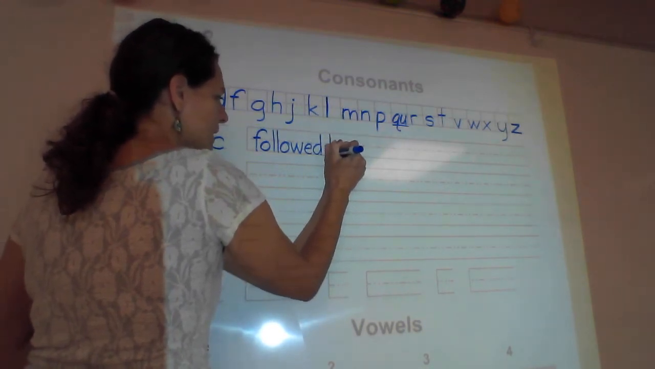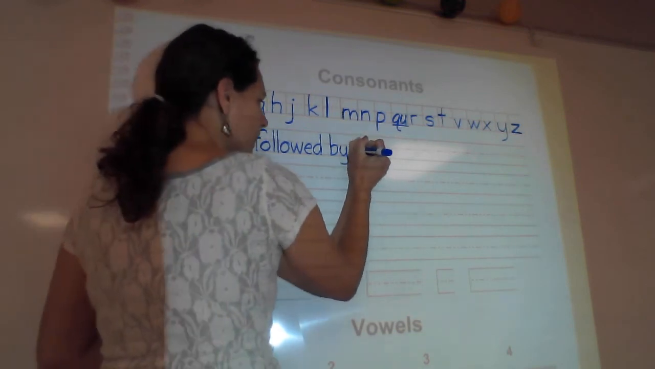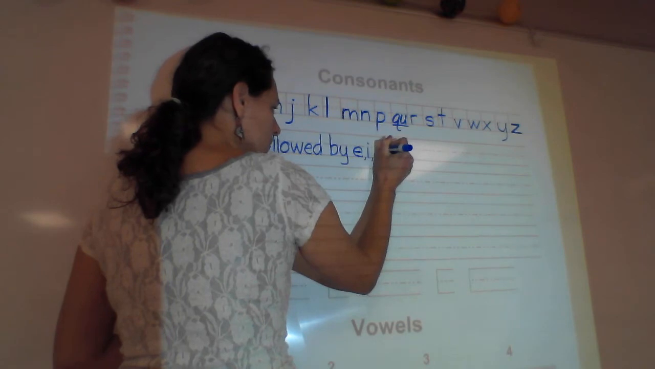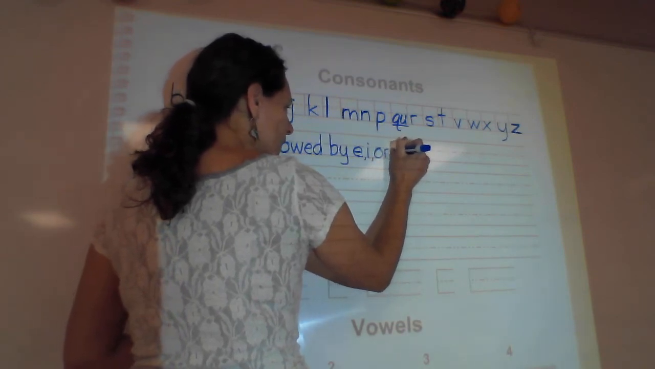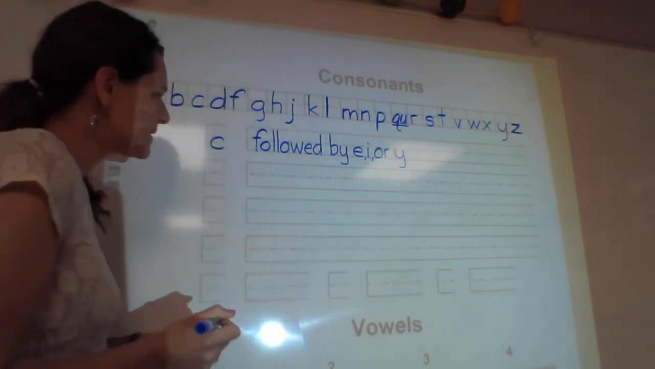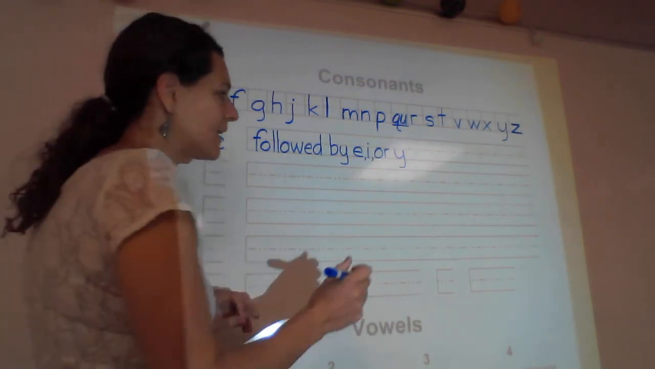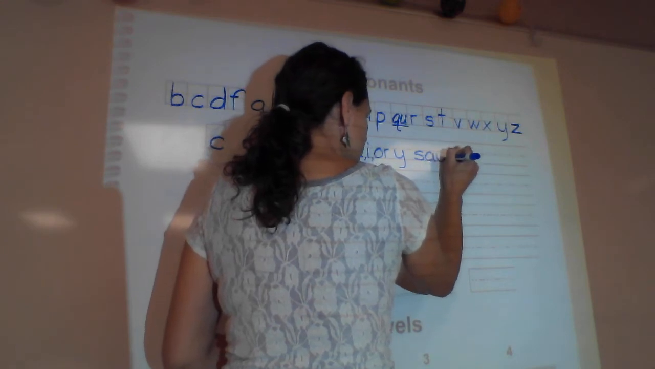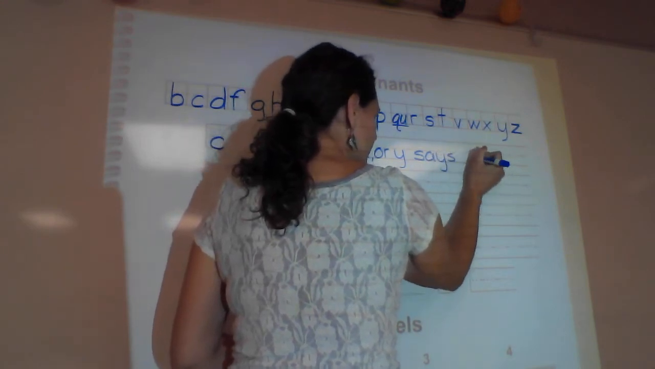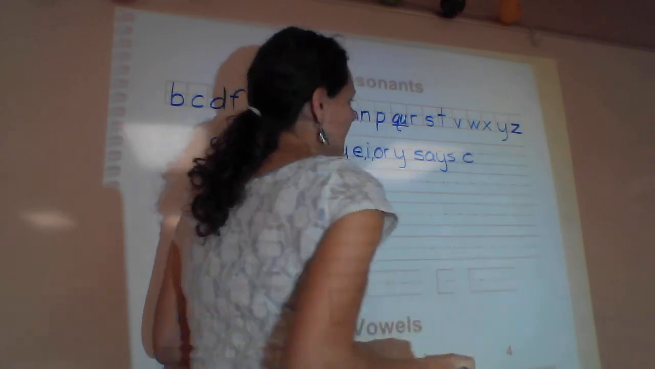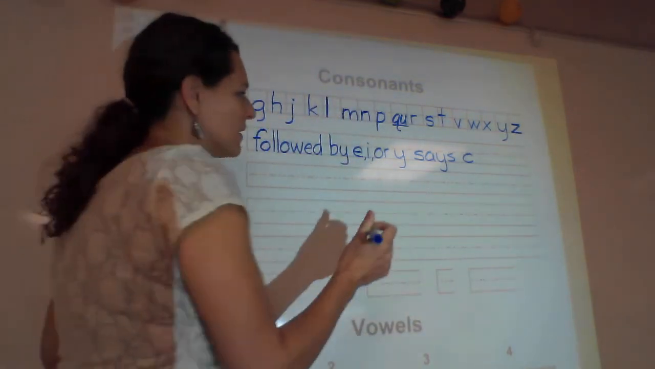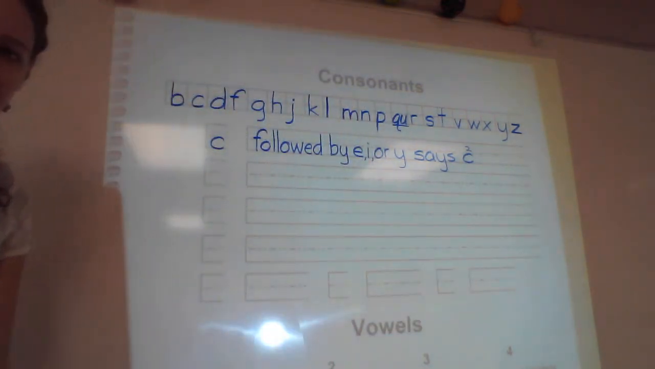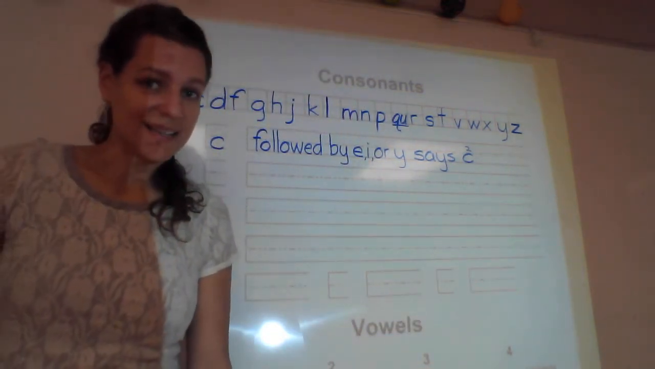Followed by E, I, or Y. C followed by E, I, or Y says S. And so to make that last sound, we're going to put a K with a little 2 on top of it. C followed by E, I, or Y says S.